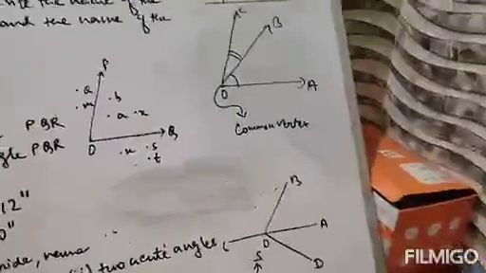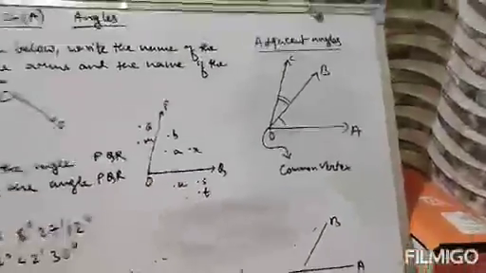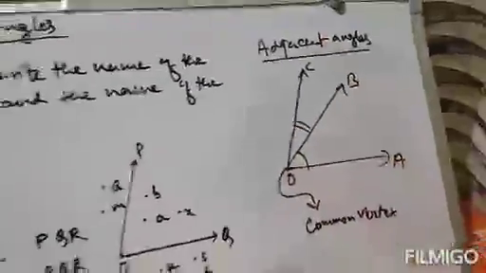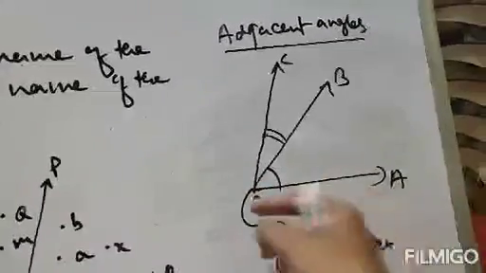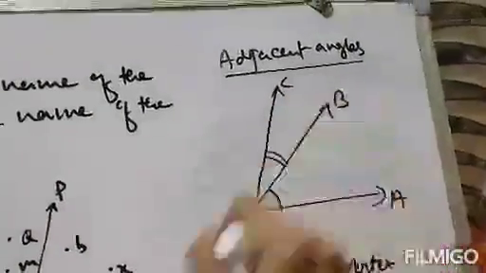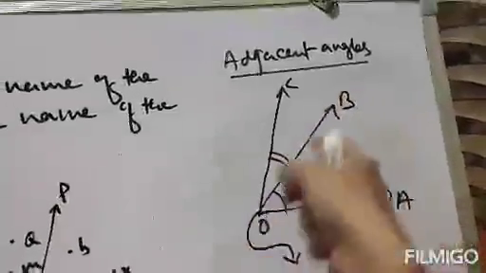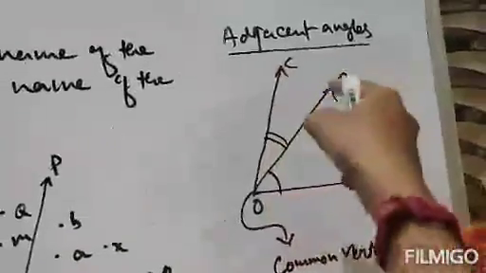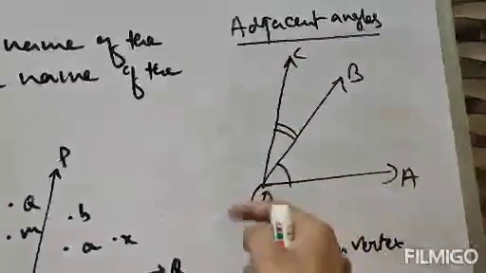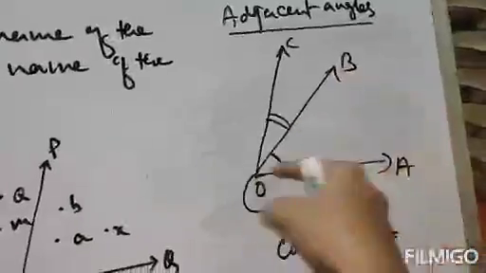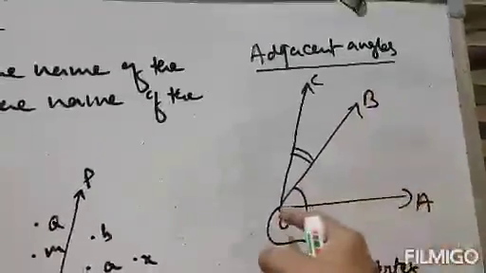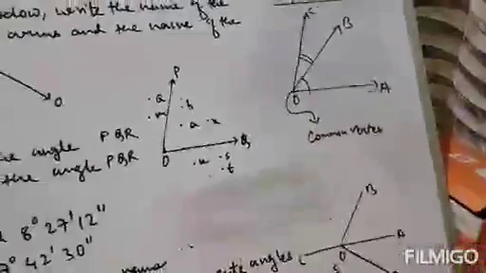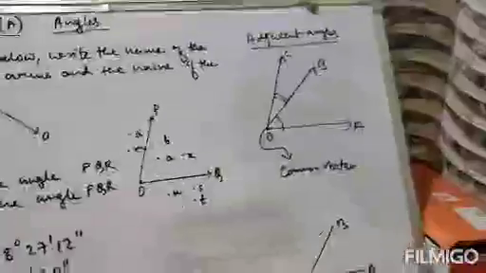Number 2 condition is that they have one common arm. Here 3 arms are present, OA, OB and OC, but the common arm between OA and OC is OB. When you write angle BOC, you have to take OB. When you write angle BOA, then also you have to take OB. That means OB is the common arm. So one common arm should be present. That is the number 2 criteria.